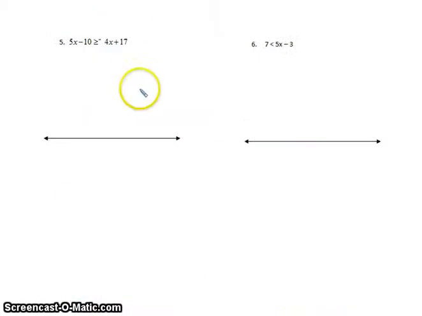Now we're going to go to the next page. We have number 5, and we'll just keep the purple. Number 5 has variables on both sides. If we have variables on both sides, then we have to move them to the same side. This is a negative 4x. The opposite of minus 4x is to add 4x. So I'm actually going to do that. I'm going to add 4x to both sides.